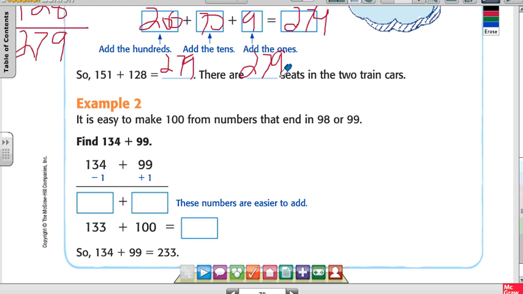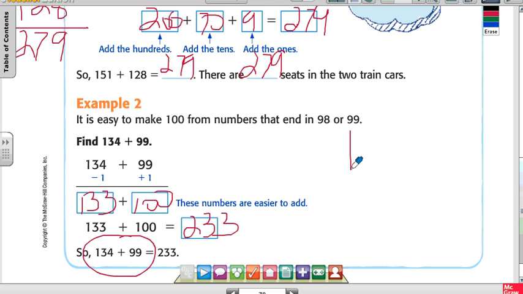Okay, it is easy to make 100 from numbers that end in 98 or 99. So to find 134 plus 99, you add or subtract 1 to make these numbers easier to add. So I add 1 to 99, I get 100. I subtract 1 from 134, I get 133, and then I add those together. 133 plus 100 would be 233, and that's what you get.